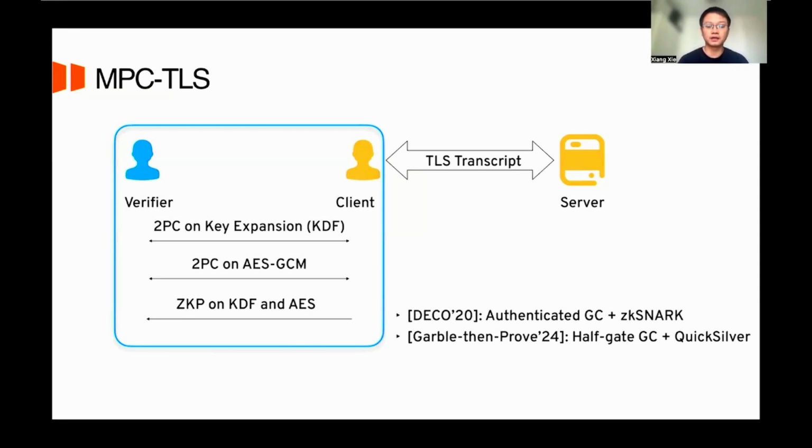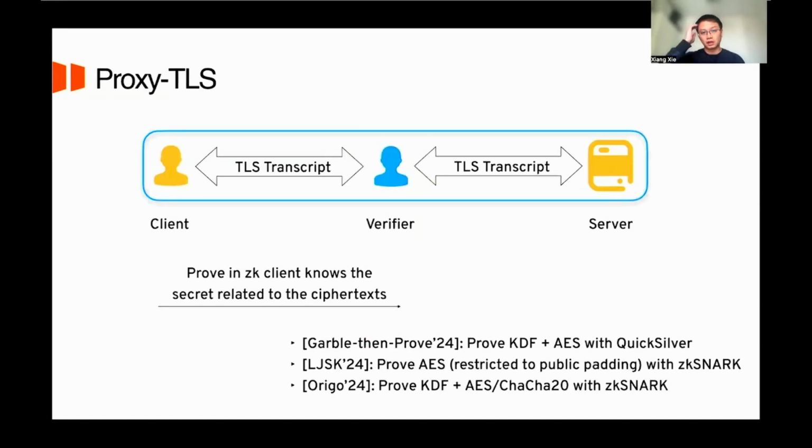So we improve a lot from that paper, from that method, and we observe that only half-gate garbled circuit, or only semi-honest garbled circuit, is sufficient, and we're using Quicksilver, which is an interactive zero-knowledge proof system, to prove the KDF and the AES. So the result of this improved system is that it's much more efficient than the Deco paper in terms of computation cost and communication cost, and even memory cost.